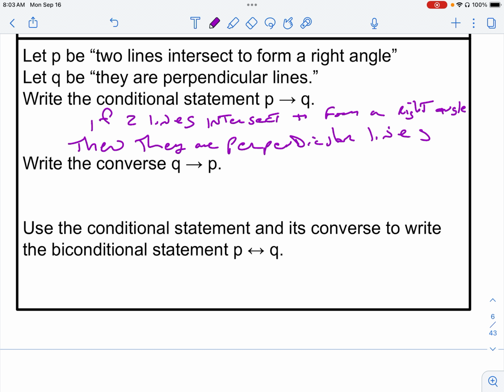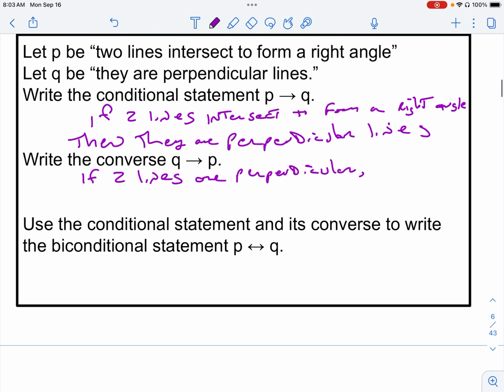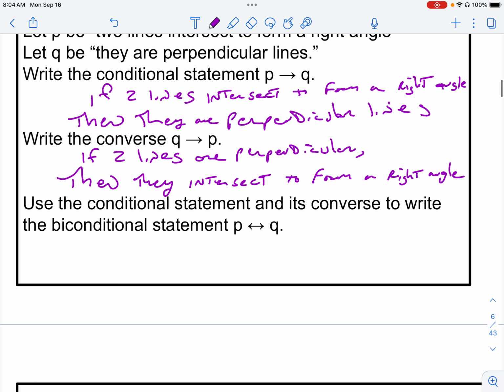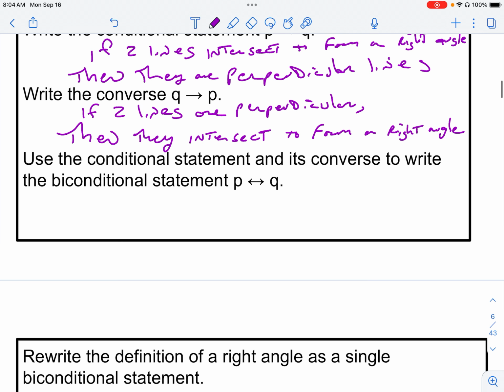And the converse is going to be from Q to P, so if two lines are perpendicular, then they intersect to form a right angle. Just as we had done above. But now we're going to take those two, we're going to condense them into a biconditional statement.